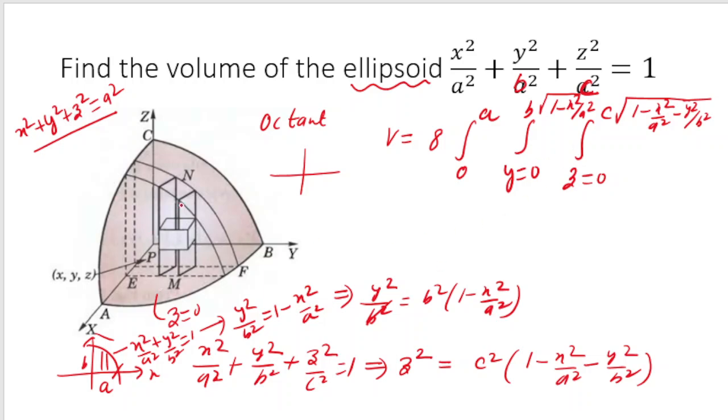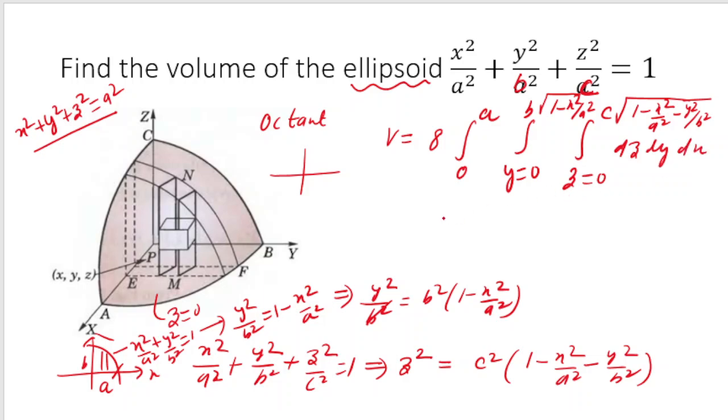First of all, for the ellipsoid, I am able to visualize this in the first octant, and then I first find the volume, and then I multiply it by 8 for all the 8 different octants. So how do I get the volume in the first octant? Just take the limit of z first, then the limit of y, and then the limit of x. So I will write it dz dy dx.